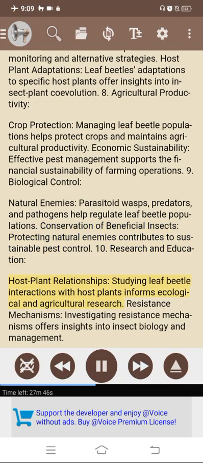10. Research and education. Host plant relationships. Studying leaf beetle interactions with host plants informs ecological and agricultural research. Resistance mechanisms. Investigating resistance mechanisms offers insights into insect biology and management.